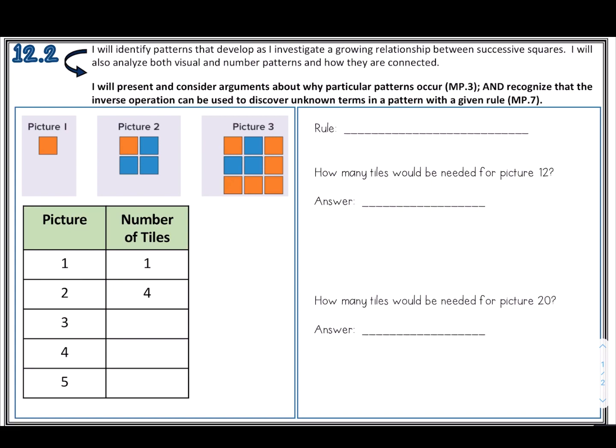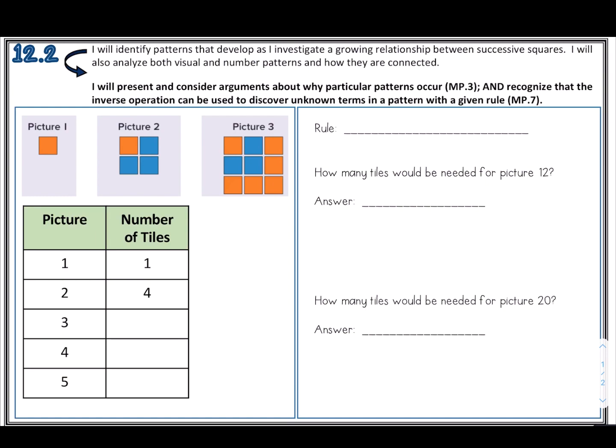So let's take a look at these pictures. They're all numbered, which is very important. They go in order. So we start with picture 1. There's an orange square. Picture 2, we can see that they're adding 3 blue ones. Picture 3, they actually take picture 2 and then add on the orange squares. Right, so this pattern is going to continue.